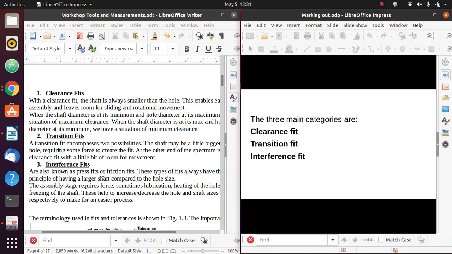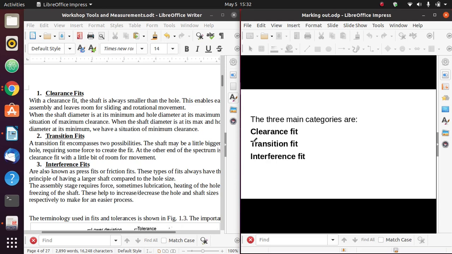An interference fit is when my shaft is bigger than the hole, so I'll have to apply some force so that the shaft can enter that hole. We have to apply some force or some lubrication so that that shaft can be able to fit into that hole. Now that is what we call an interference fit.